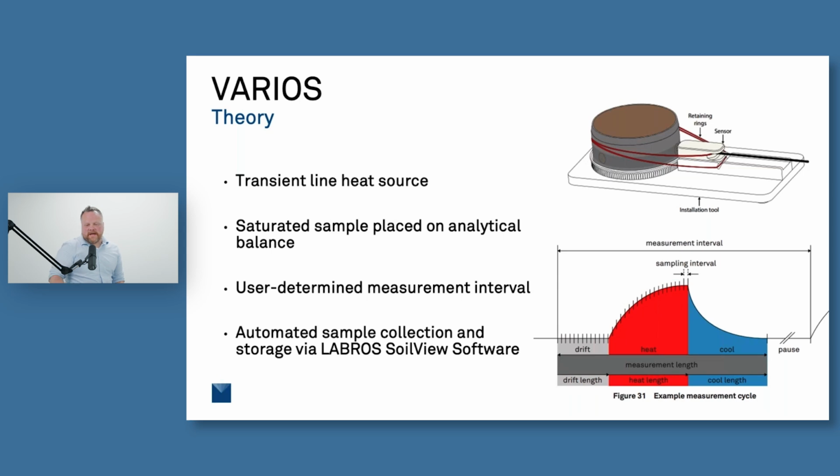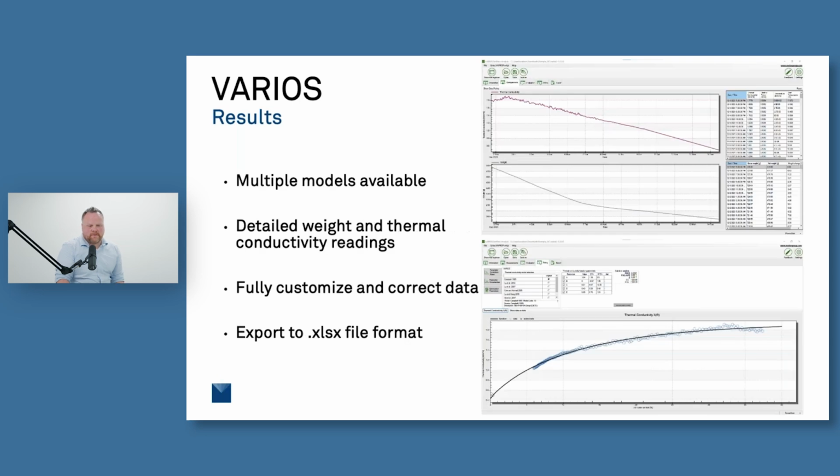The data is automatically saved into our Labros SoilView software, and it's automatically put into a file for you when it's done. This is what that file is going to look like. These are your results here. The top image is going to show you that raw data that we have, which is the detailed thermal conductivity readings that happen at every point. It'll tell you your heater power, temperature change, and it'll show you that calculated thermal conductivity at that point. The bottom part is going to show you the weight and the change in weight as the evaporation takes place.